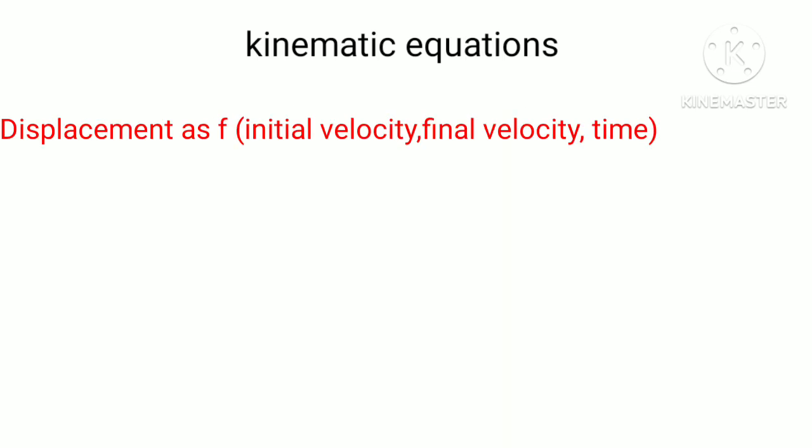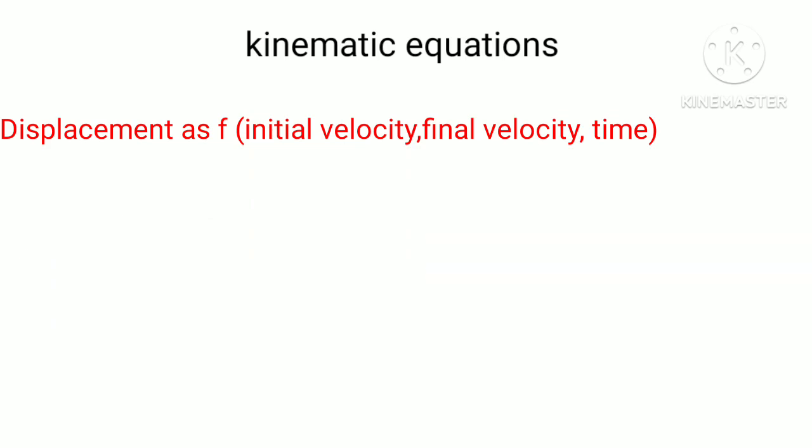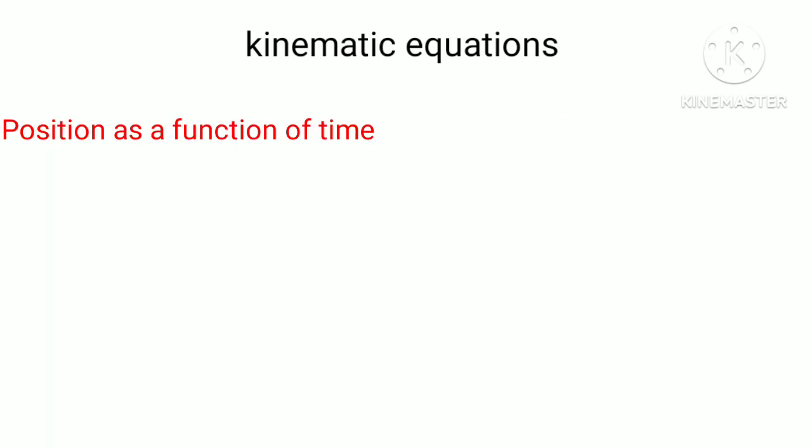Displacement is a function of initial velocity, final velocity, and time. Delta x equals half of v0 plus v times t, where delta x is the displacement of the object during the time interval. v0 is the initial velocity of the object at time t equals 0. v is the final velocity of the object at time t. t is the time elapsed.